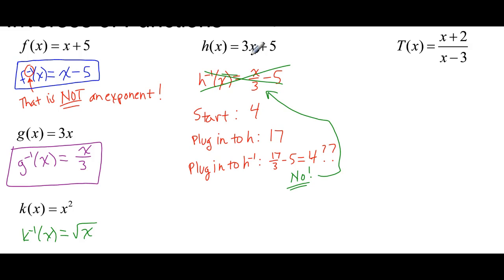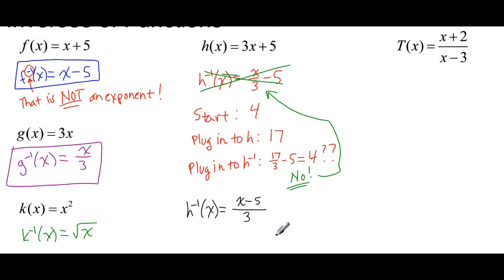When you plugged into h, what was the first thing that happened? Adding 5? No, multiplying by 3. What was the second thing that happened? Then you added 5. So you plugged in for x, you multiplied by 3, and then you added 5. So the inverse function will do the opposite operations, but it'll have to do them in the opposite order. So we're going to have to first subtract 5 and then divide by 3.